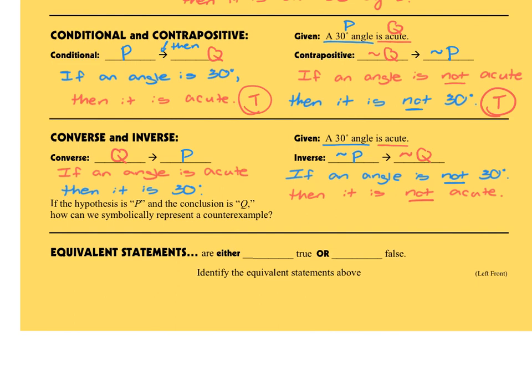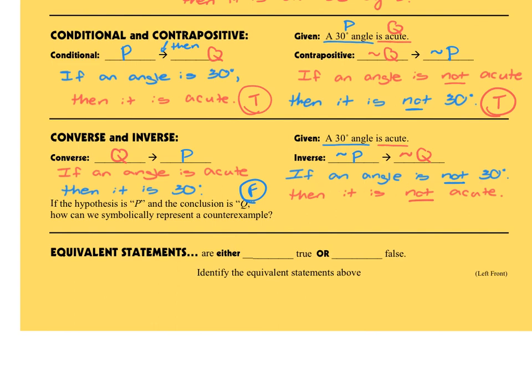Now, let's take a look at the truthfulness. If an angle is acute, do I know it's 30 degrees? And that is false. If we're thinking counterexample, I want to think of an angle that's acute but is not 30 degrees. Satisfy this, fail this. And there are many angles. 29 degrees is acute but is not 30. So this question is definitely false.